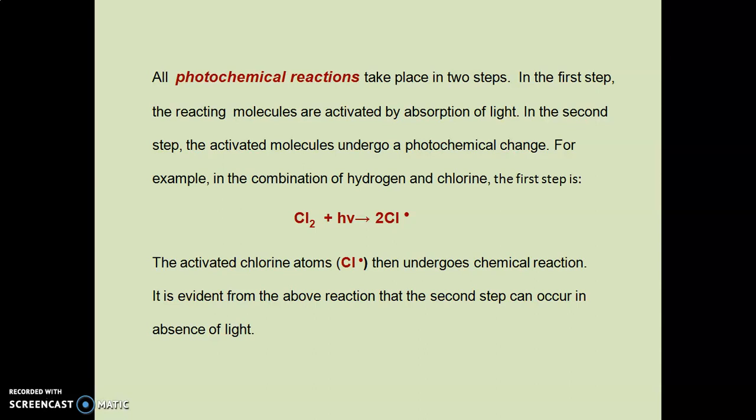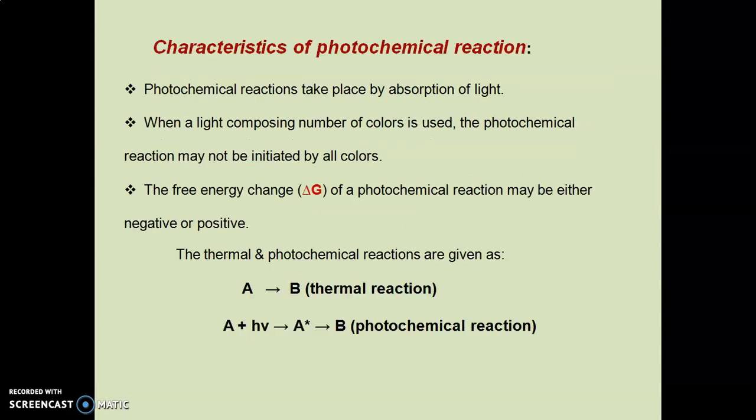For example, in the combination of hydrogen and chlorine, the first step is that the chlorine molecule absorbs a quantum of radiation, that is h nu, to form activated chlorine atoms. These activated chlorine atoms then undergo chemical reaction. So it is evident from the above reaction that the second step can occur in the absence of light.